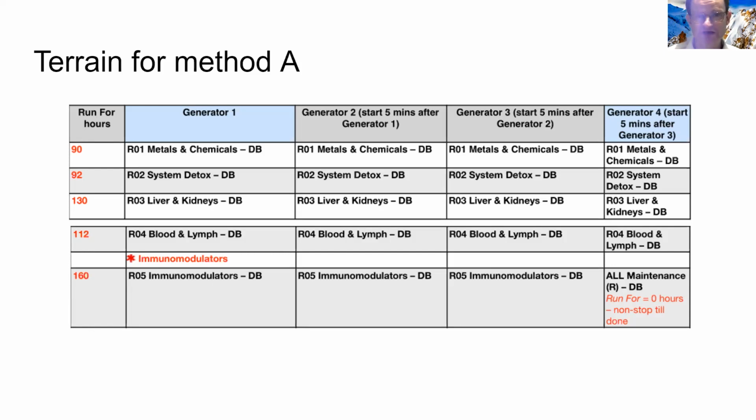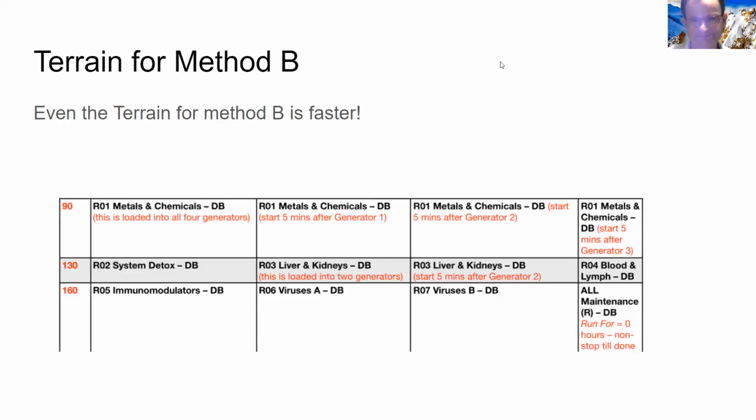So you're staggering it. I don't think you have to be too precise about your 5 minutes. Just try and get it as close as you can, because you're staggering it. You're hitting that frequency, then you're hitting it again, and again, and again, okay? Giving you more power. Okay. Now let's have a look at the terrain method for method B. Very similar.